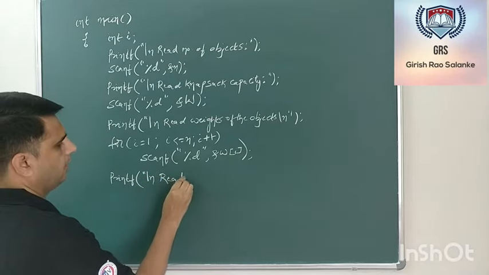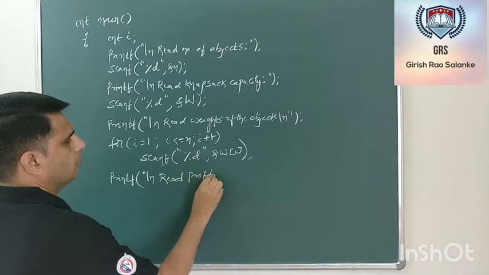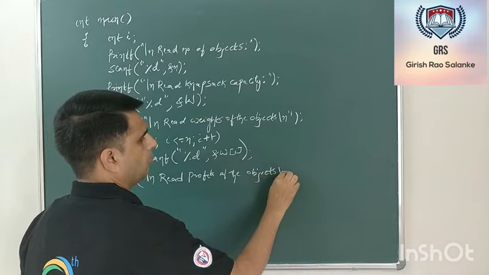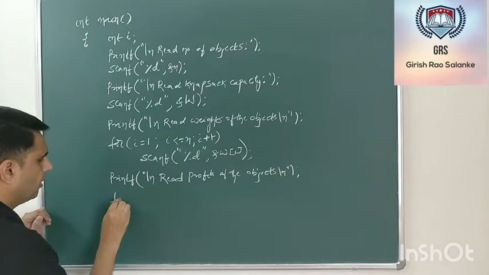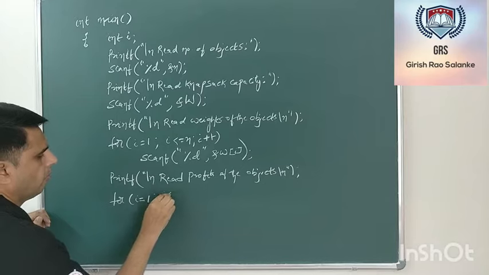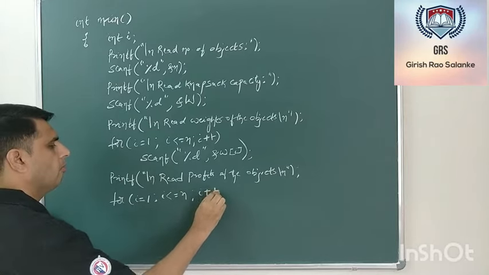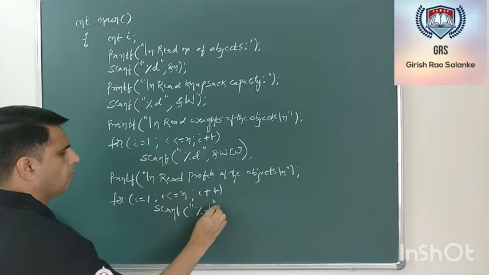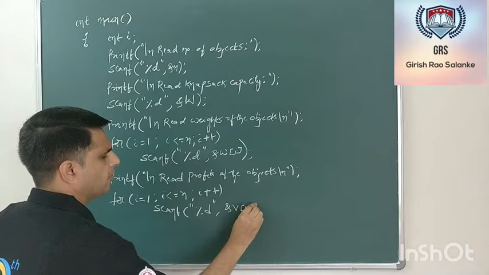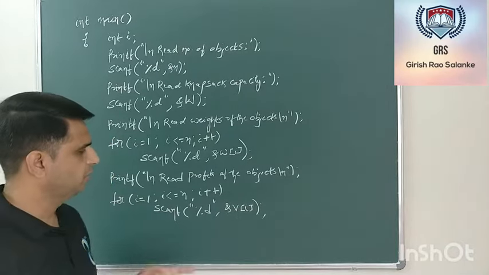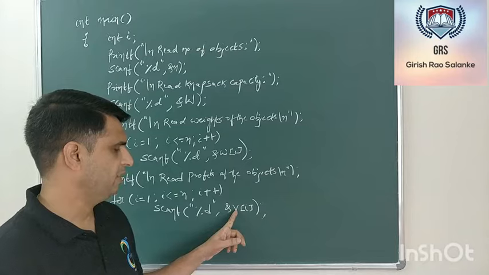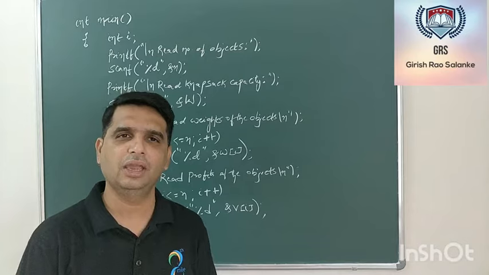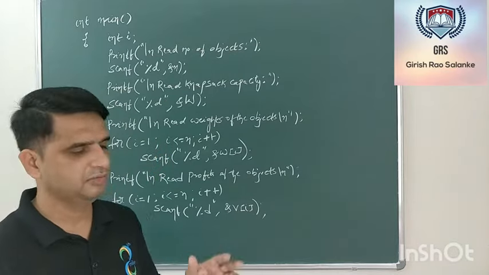Next, read the profits of the objects. Same thing, run a for loop. Small v of i. If you do remember, I have declared two variables: one, a single-dimensional array denoted with small v, and one more two-dimensional array to denote the table that we are constructing, which was capital V.